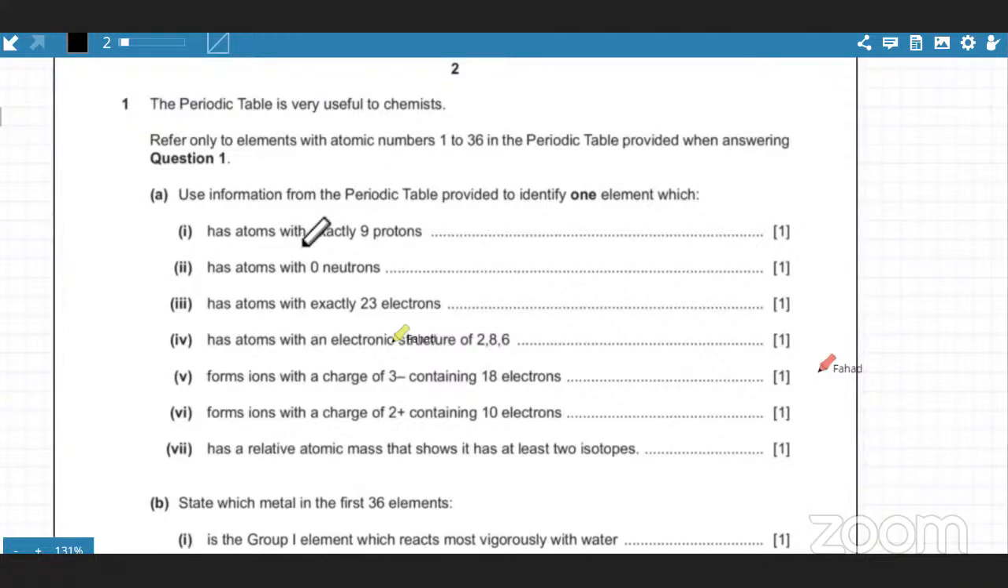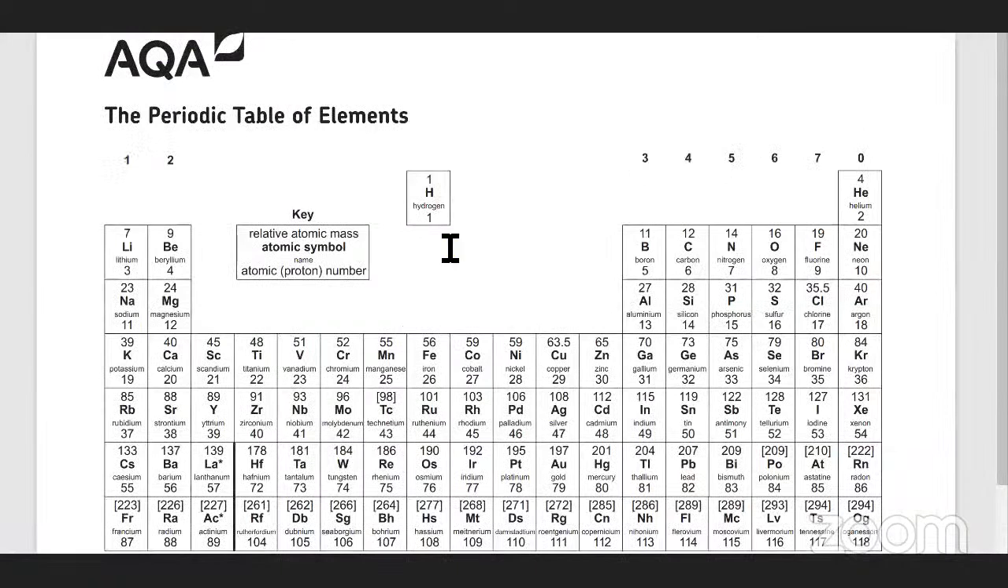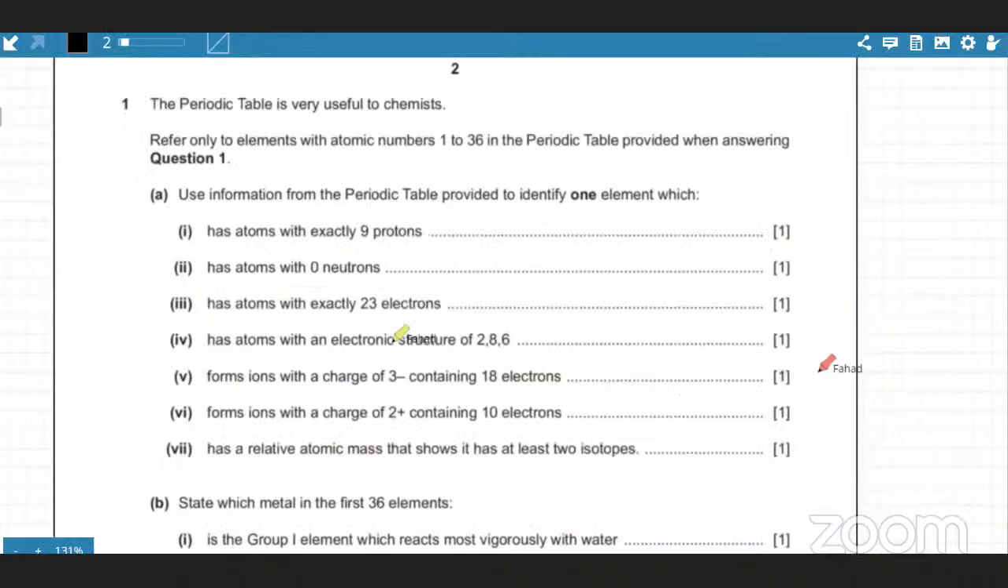Let's go back and have a look. The first one has atoms with exactly 9 protons. So go to your periodic table. 9 protons, that's the atomic number. We're talking about 9 protons, which is going to be fluorine over here. So we're going to write fluorine.